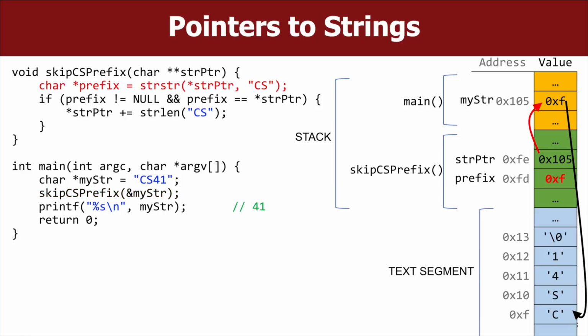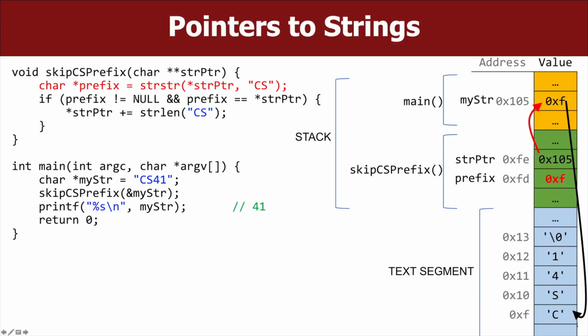So now we're executing the first line of skip CS prefix. What happens is we say a new local variable called prefix equals strstr. Now what we're doing here is searching for the substring CS inside of the string. Now we can't just put stirPointer here. The reason is that stirPointer is not a string. It's a pointer to a string. So in order to use it in strstr, we have to dereference it to get the string that it points to. And then we can use strstr. So in other words, we need to not pass in 0x105, but we need to pass in 0xf.